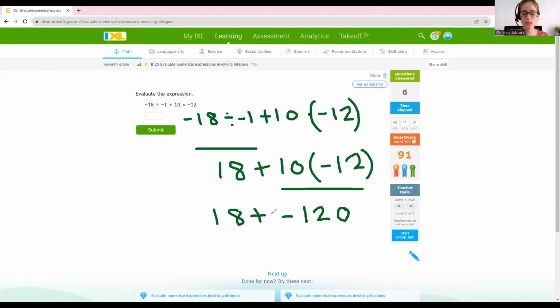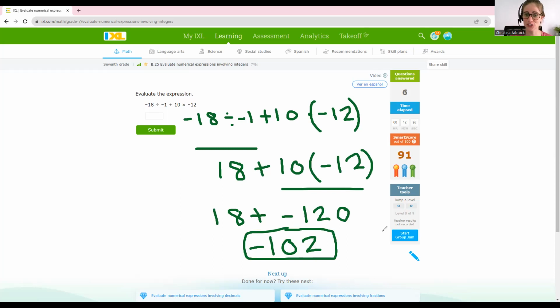We have 18 plus negative 120. Since our signs are different, we technically are subtracting. So 120 minus 18 is 102. And then our answer will be negative because the 120 was negative, and that's the heavier number, giving us a final answer of negative 102.